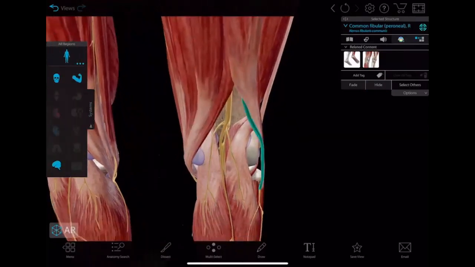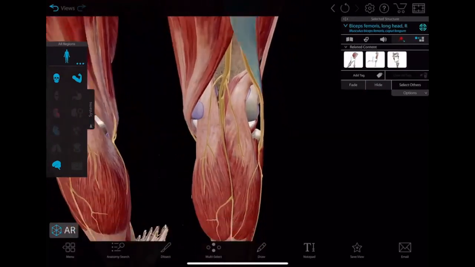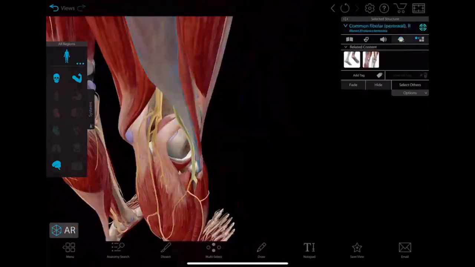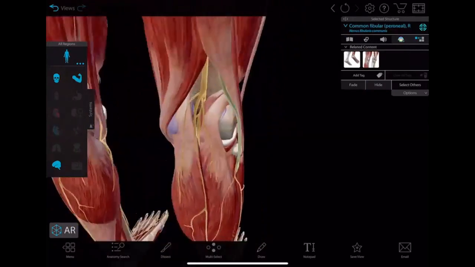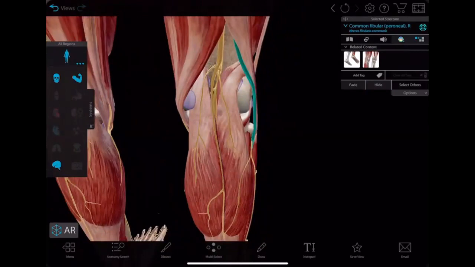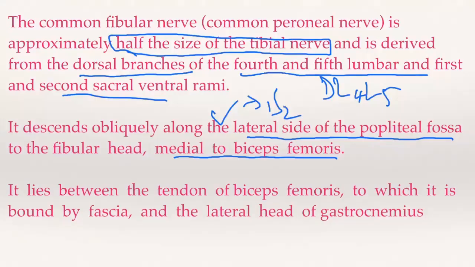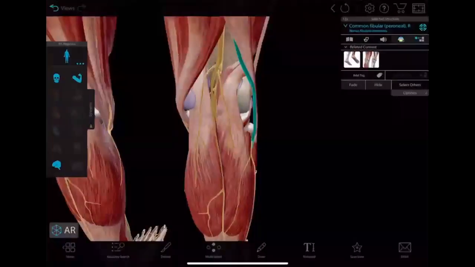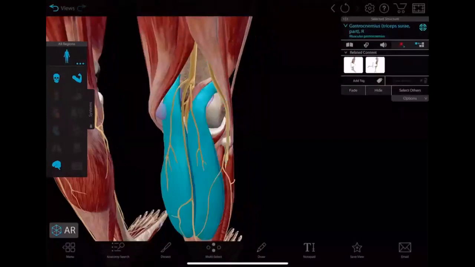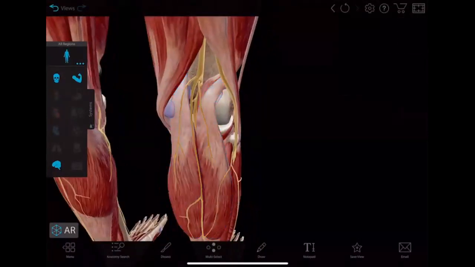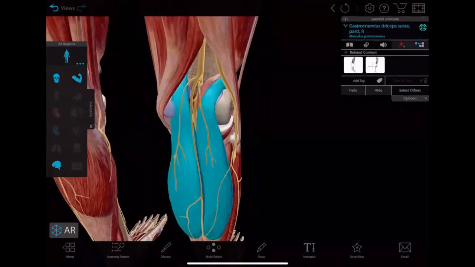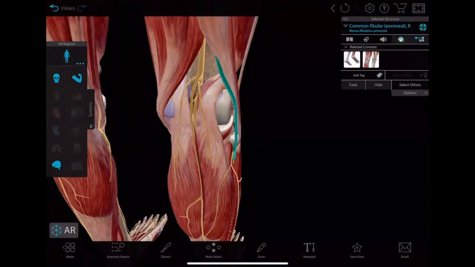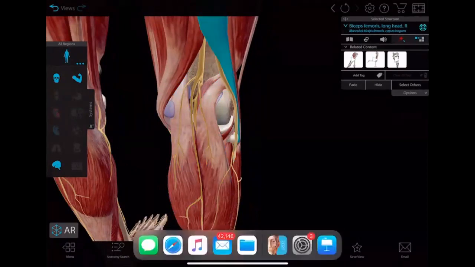So this is the head of the biceps femoris, long head. So the common peroneal nerve lies medial to the head of the biceps femoris, right? And it lies along the tendon of biceps femoris, to which it is bound by fascia. Remember that it is bound by fascia to the tendon of biceps femoris and lies lateral to the lateral head of gastrocnemius. So you see, this is the gastrocnemius, this is the lateral head, this is the middle head. Okay, lateral head of gastrocnemius and medial to biceps femoris, right?